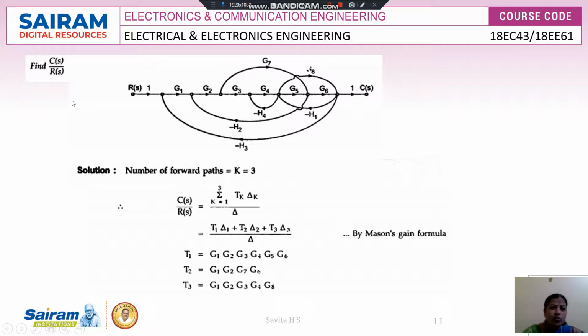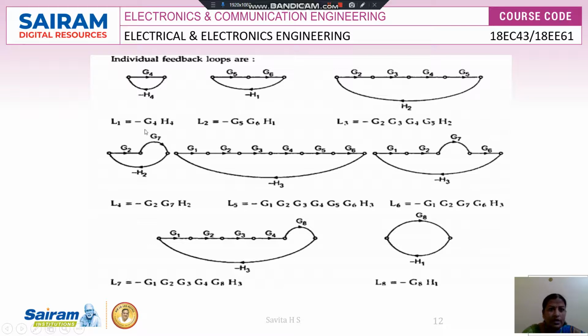Now we'll see one more problem here. Find C of S by R of S. This is the given problem. In this, I need to find the number of forward paths. The first forward path is G1, G2, G3, G4, G5, G6. The second forward path is G1, G2, then G7 and G6. The next forward path is G1, G2, G3, G4, and after that G8 at the end. So we get three forward paths.